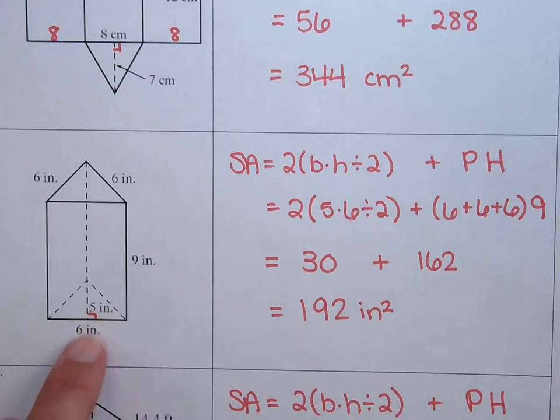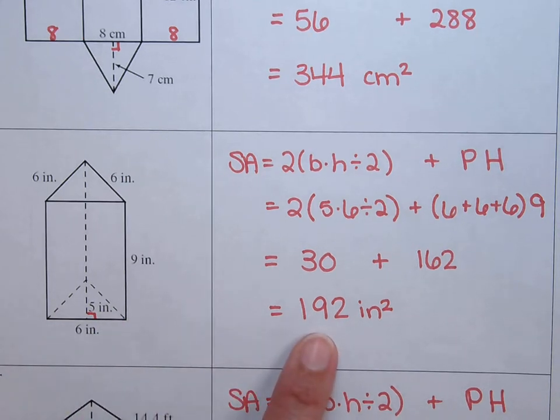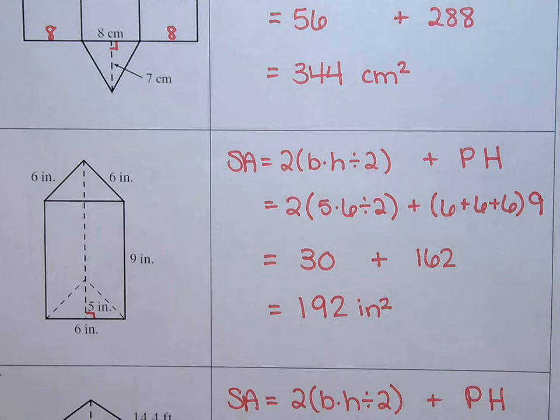Number 2, the base and height of my triangle was 5 and 6. Once again, this was an equilateral triangle, and the height of my prism was 9. So I got a total surface area of 192 square inches.